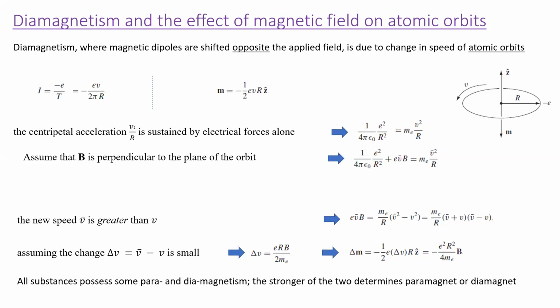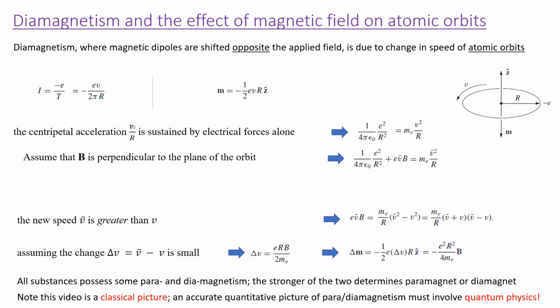So a couple of concluding remarks. It's not as if a given substance is purely paramagnetic or purely diamagnetic, because all substances have at least some degree of exposed electron spin and certainly atomic orbitals. So all substances, including ferromagnets, possess some paramagnetism and diamagnetism. It's whichever is the stronger effect of the two that determines whether we call it a paramagnet or a diamagnet.